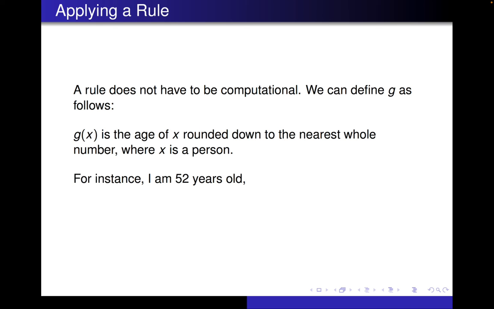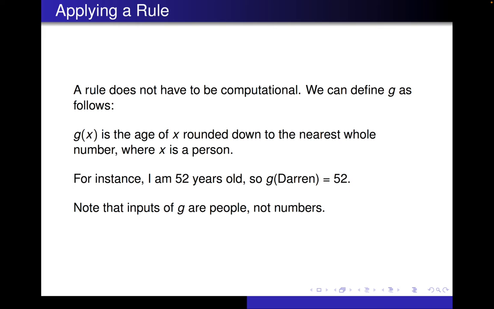If I give myself as an example, I am 52 years old. Well, actually, if you want to be really technical about it, I am between 52 and 53 years old. But of course, when we give our age, we always round down. So if I round down my age to the nearest whole number, that's 52 years old. So g of Darren, that's me, is equal to 52. Darren is the input. 52, which is my age rounded down to the nearest whole number, is the output.